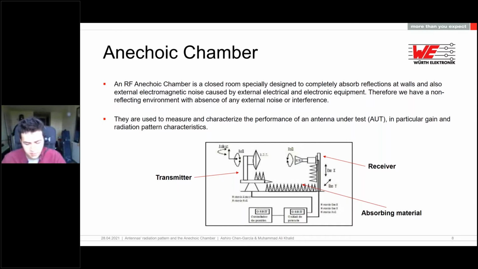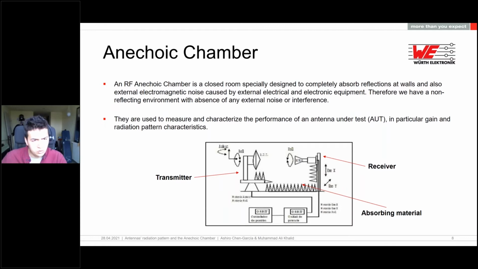In this sketch here below, we can differentiate the main important parts of the anechoic chamber. On the left side, we have the transmitter, where the antenna under test is placed, and it can rotate in the azimuth. The azimuth is parallel to the floor, 360 degrees. Then on the other side, we've got the receiver, which will register all the radiation of the antenna. Thanks to all the absorbing material in the whole chamber, we will be absorbing the rest of the reflections. An anechoic chamber is needed to characterize the performance of an antenna.